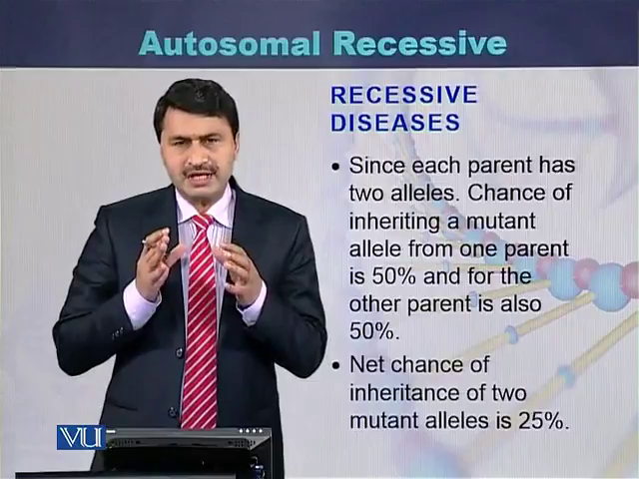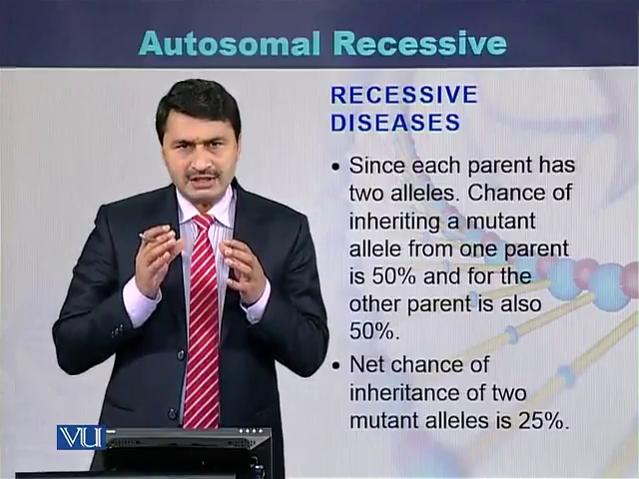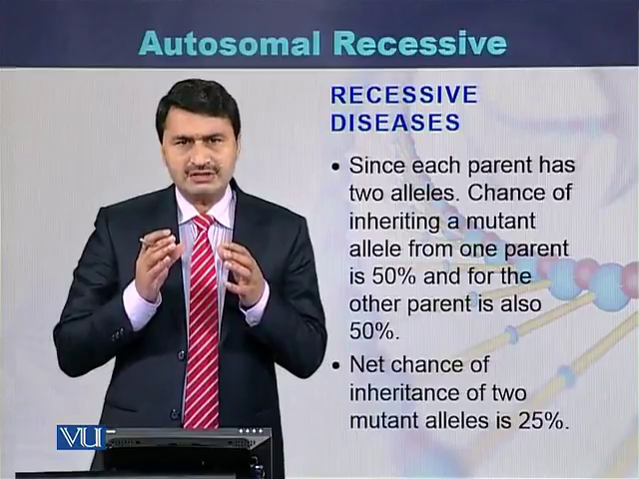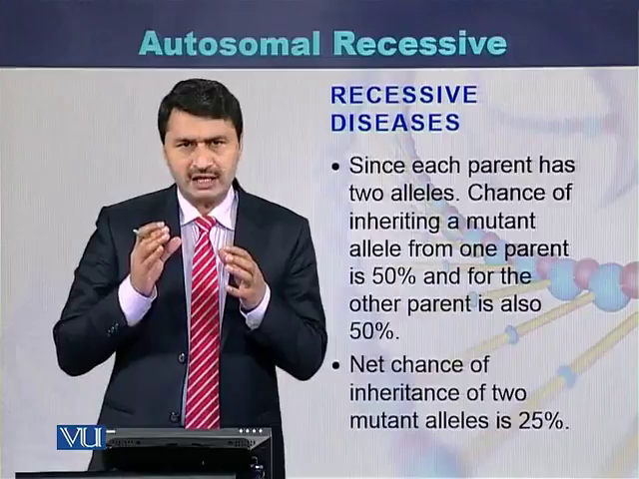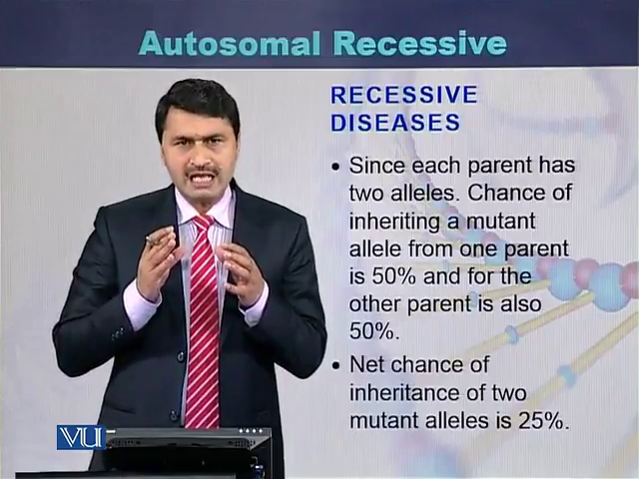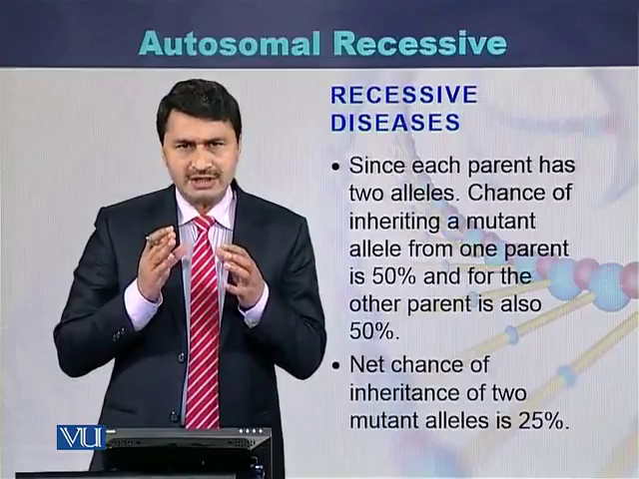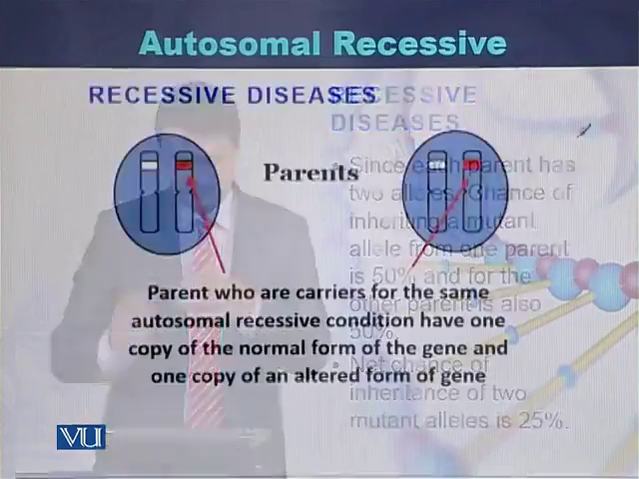Since each parent has two alleles, and the chance of inheritance of each allele is 50%, there is a 50% chance from the father and a 50% chance from the mother. So the net chance of inheritance of the mutated alleles would be 25%.